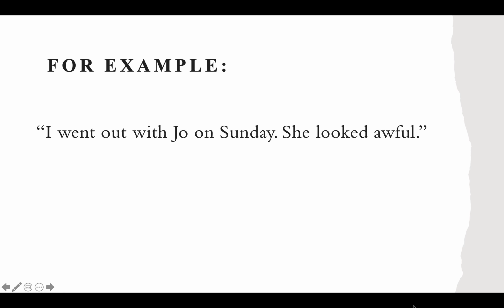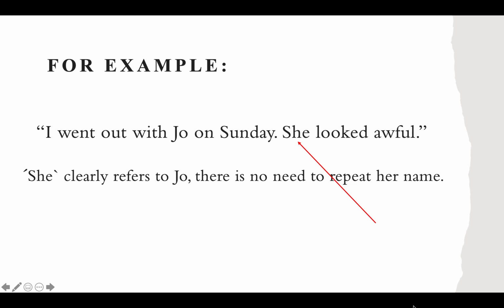So, for example, let's look at this sentence here. I went out with Joe on Sunday. She looked awful. Here we have two sentences. We want to identify the anaphoric pronoun reference. Looking closely, we will see that she is our anaphoric reference. How is that so? Well, she clearly refers to Joe. There's no need to repeat her name.